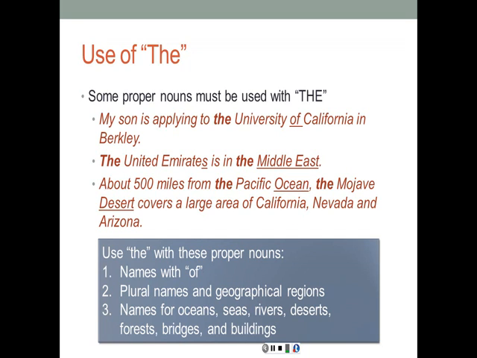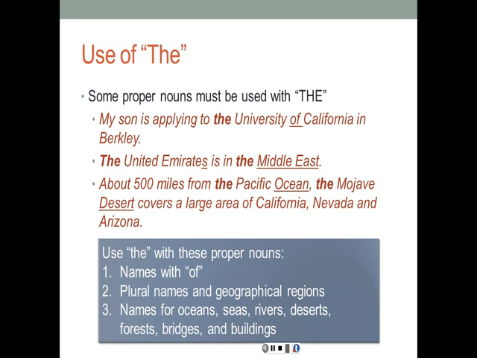You must use the article the with some proper nouns. We use the article the if the proper name has the word of, like the University of California. Notice the article the is not capitalized, but it is necessary. We also use the article the if the proper name is plural, or if the proper name is a geographic region. An example of a plural proper name with the is the United Emirates. An example of a geographic region would be the Middle East.